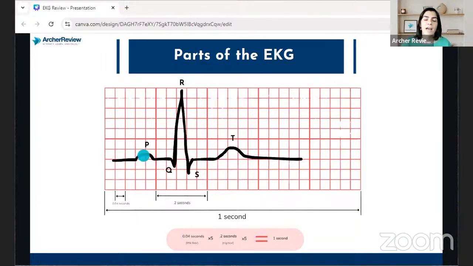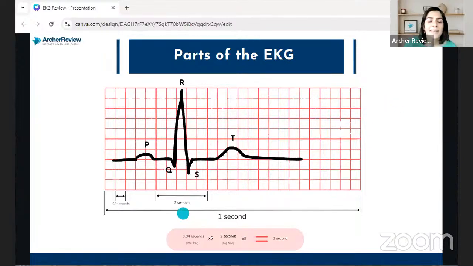So again, we have our P wave, our QRS complex, and our T wave. We also have our PR interval, which is from the beginning of the P to the beginning of the QRS complex. We have our QRS complex, of course, right here. And then we have our ST segment, which is from the S to the beginning of the T, and our QT interval, which is from the Q to the end of the T. Those are things that you should get familiar with.